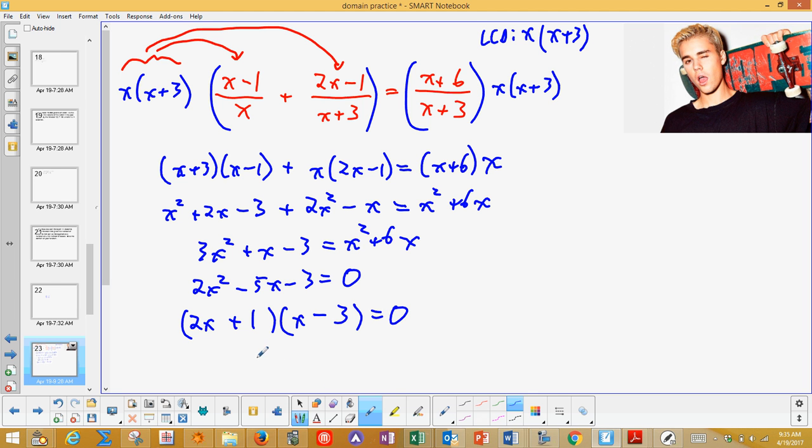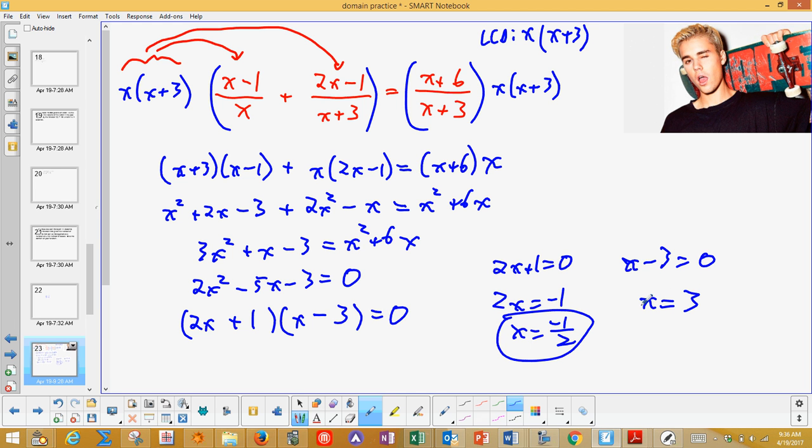And I know then that my solutions are 2x plus 1 equals 0, or x minus 3 equals 0. So 2x equals negative 1, x equals negative 1/2, or x equals 3.